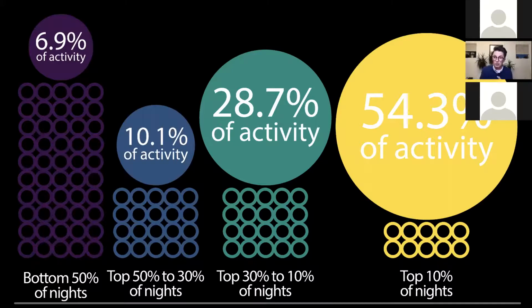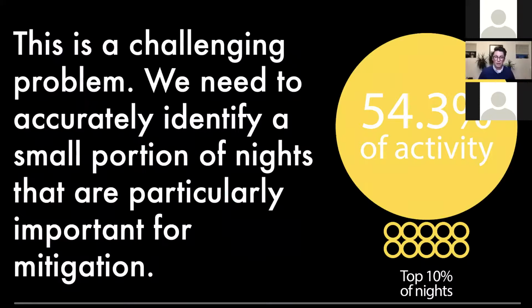But if we could say turn off your lights on these 10% of nights, 10 nights effectively, that might have some traction. So this is a challenging problem though, right? We need to accurately identify a small portion of nights that are particularly important for bird migration and conservation. So what are our approaches to this?